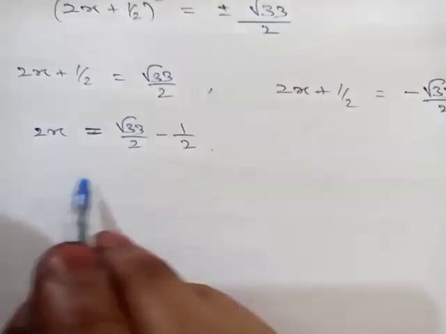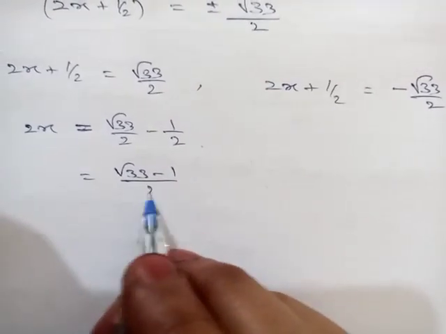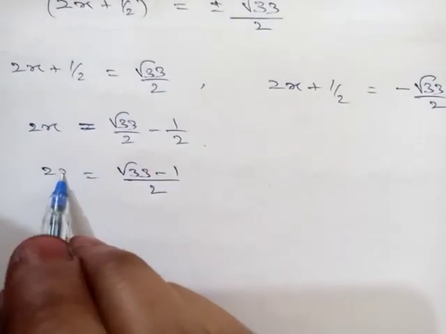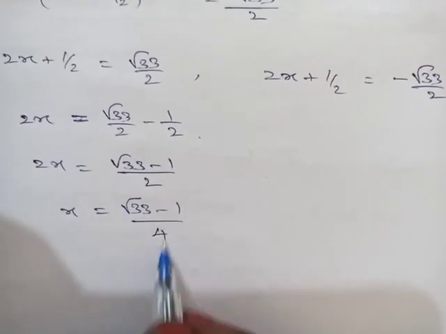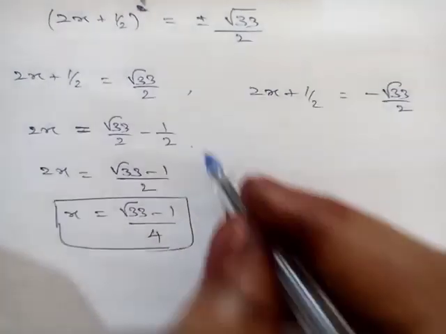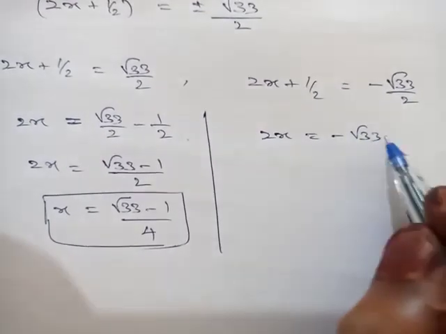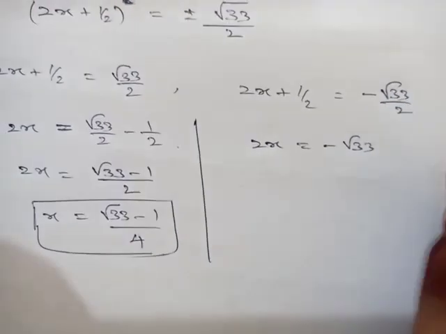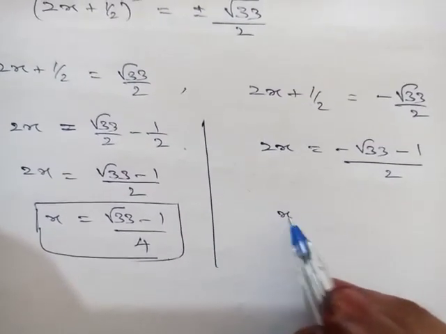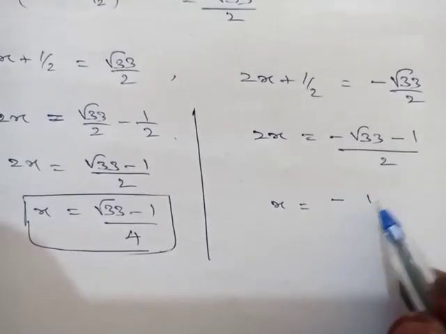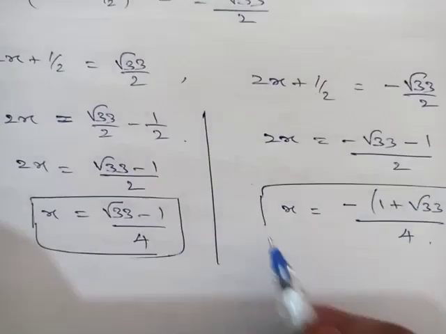1 by 2, that is nothing but (root 33 minus 1) divided by 2, right? This is 2x. After that x is equal to (root of 33 minus 1) divided by 4. This is one root. Similarly 2x is equal to minus root 33. This 1 by 2 bring that side means minus 1 by 2. So it becomes minus 1 divided by 2. So x is equal to minus, you take out, (1 plus root 33) divided by 4. This is another root.